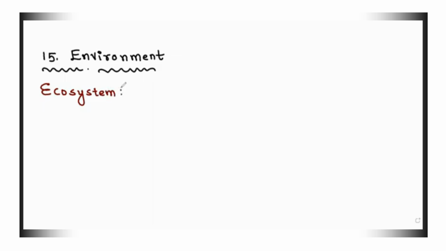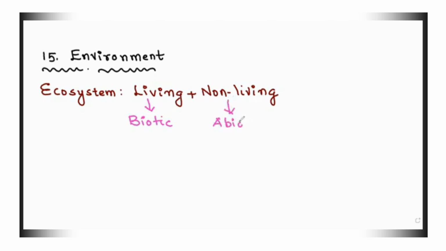An ecosystem consists of two components. In simple language, an ecosystem is an interaction of living as well as non-living components in an environment. This is what we call an ecosystem. You must know the living components, and the scientific name for living components is biotic components, and for non-living we call it abiotic environment or abiotic components.